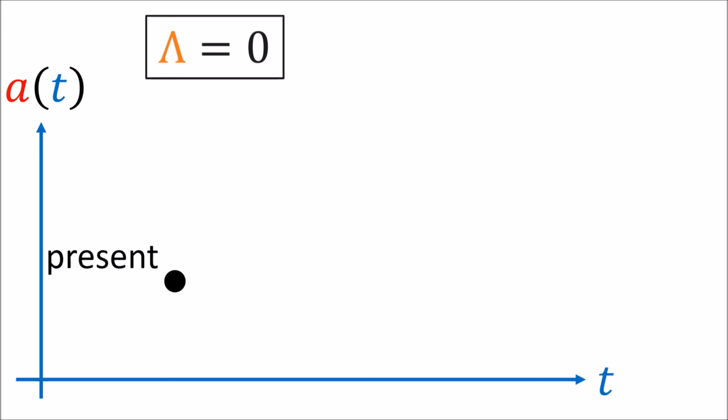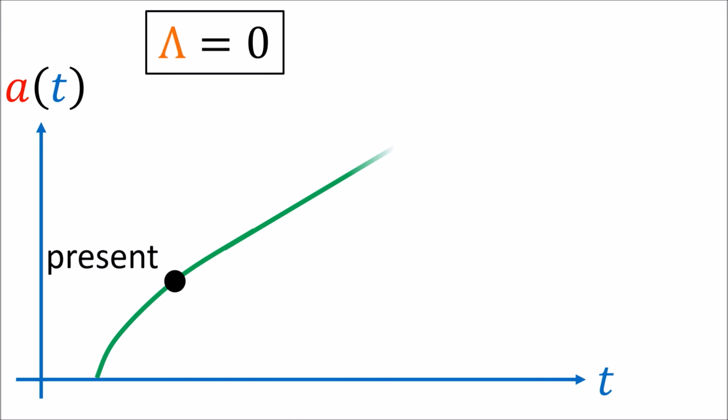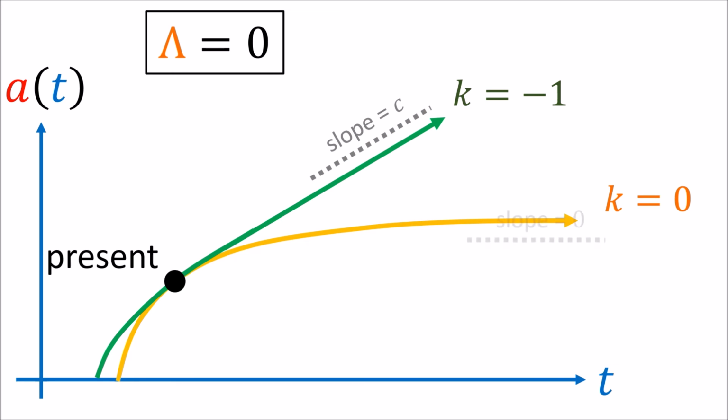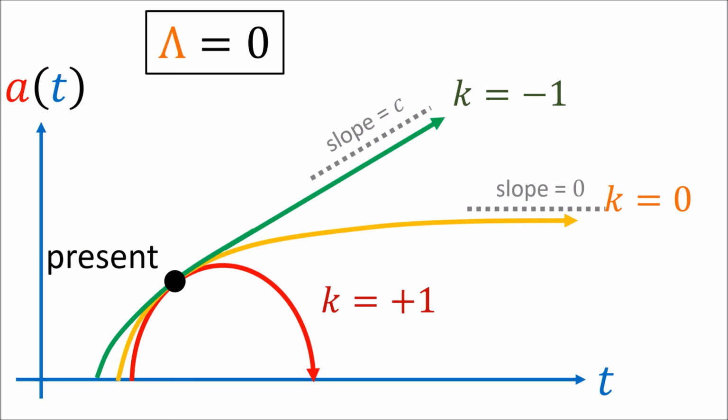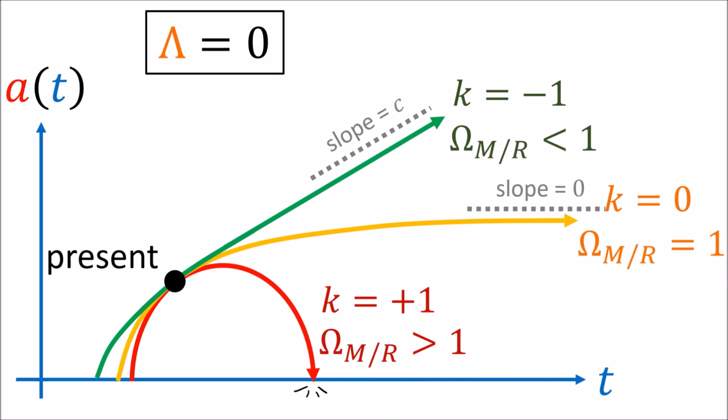So for a 0 cosmological constant, an open universe's expansion will slow down to a value of c. A flat universe's expansion will slow down to 0, reaching a maximum size, and a closed universe will expand to a maximum size, then shrink back down to nothing in a big crunch. These three cases are also determined by the density parameter. The Hubble parameter h determines the slopes on these curves, with larger h giving steeper slopes.